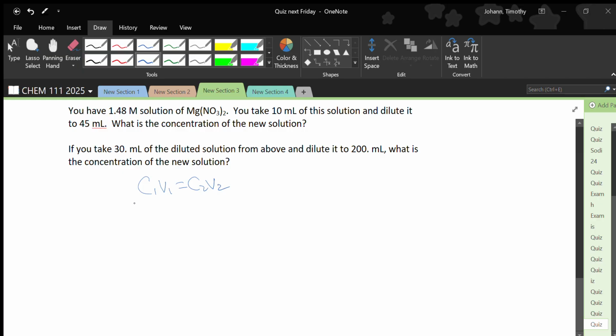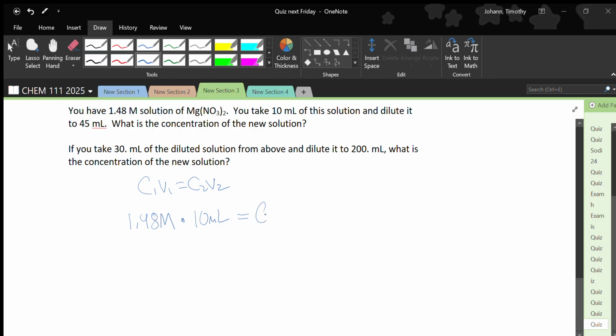I have a 1.48 molar solution. That'll be my C1. What's my V1? Which V goes with it? The 10 milliliters. So that's the trick here. Which one's my V1? You could have three things, two are going to go together and one is not, okay? And you need to get them separated. Also making sure your units match, which we haven't really worried about here.